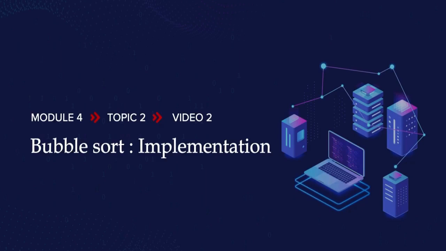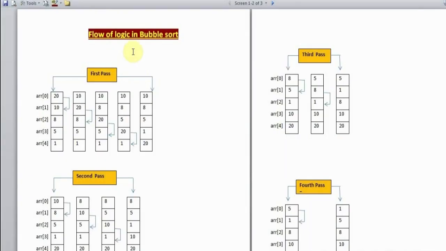In the last lecture, I explained to you the logic of bubble sort. Again, see it. This is the flow of logic in bubble sort. In the first pass, we are comparing the first element with the second, second with the third, third with the fourth, fourth with the fifth. And what this will do is bring the biggest element to the bottom.